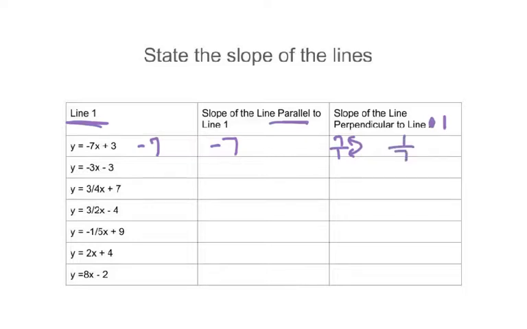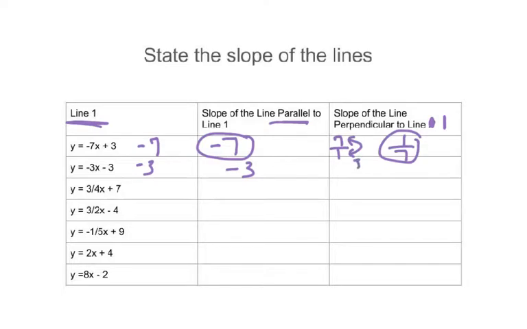1/7. This is negative. This will be positive. The perpendicular slope is opposite and flipped. The parallel slope is the same. So the slope of the second line is -3. So the parallel slope is also -3.